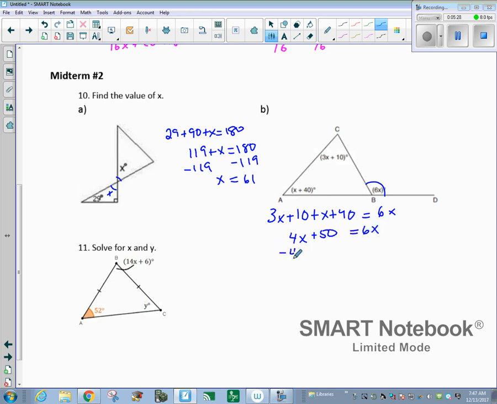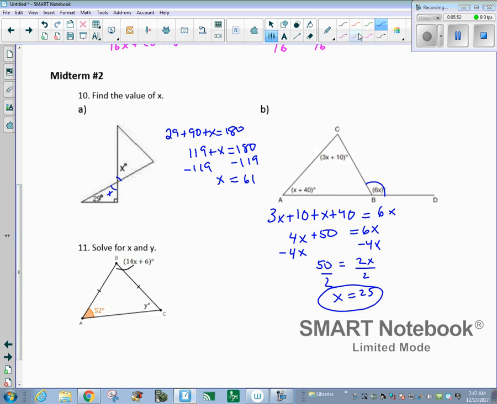And if I then solve algebraically by subtracting 4x, 50 will equal 2x. And if I divide by 2, x comes out to be 25. And that's all they're asking for in this one, is what's the value of x. So there you go. But I could substitute 25 back into all of these, and that would give me the angle measures. And then this one, they're asking us to solve for x and y.